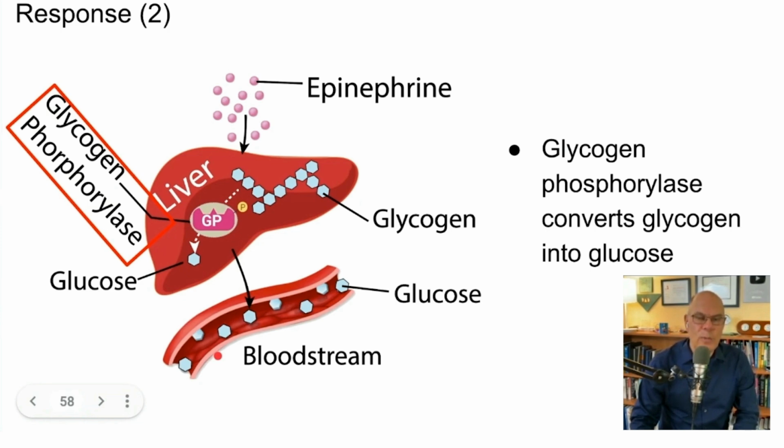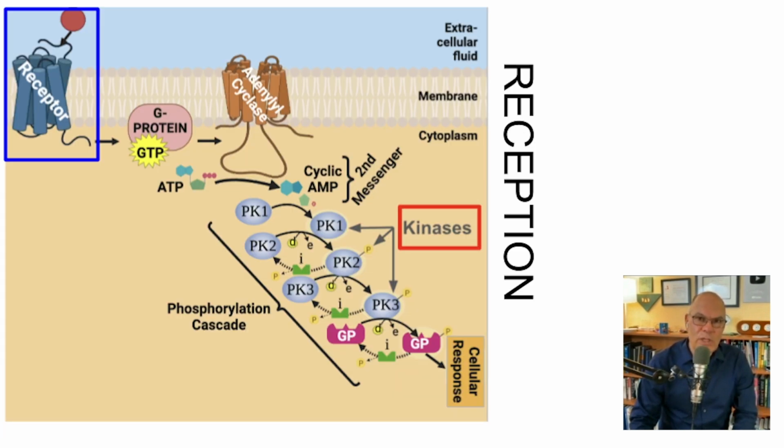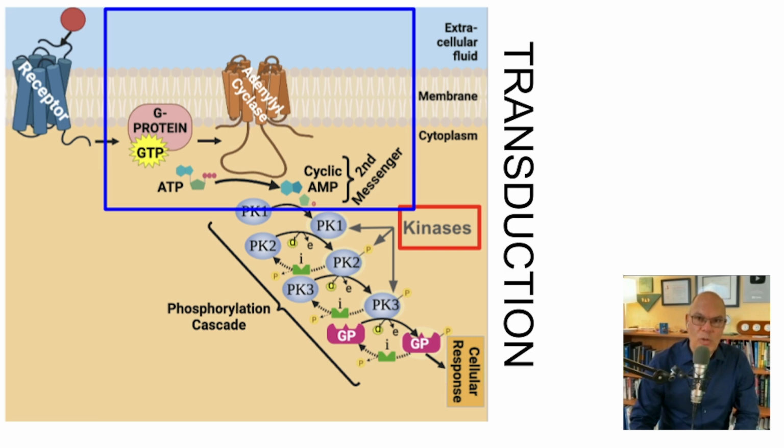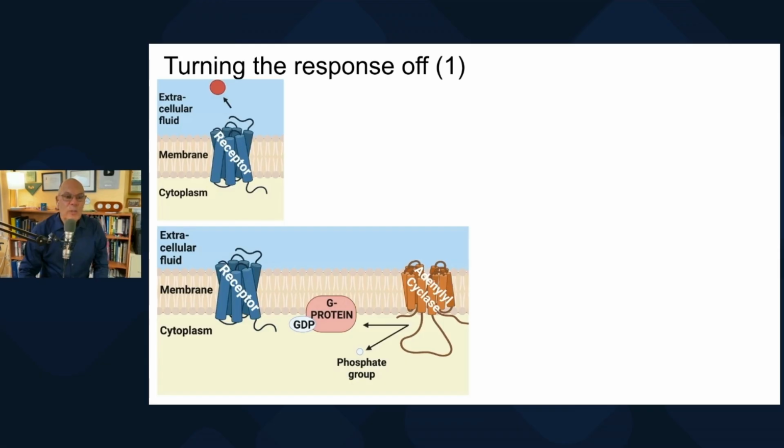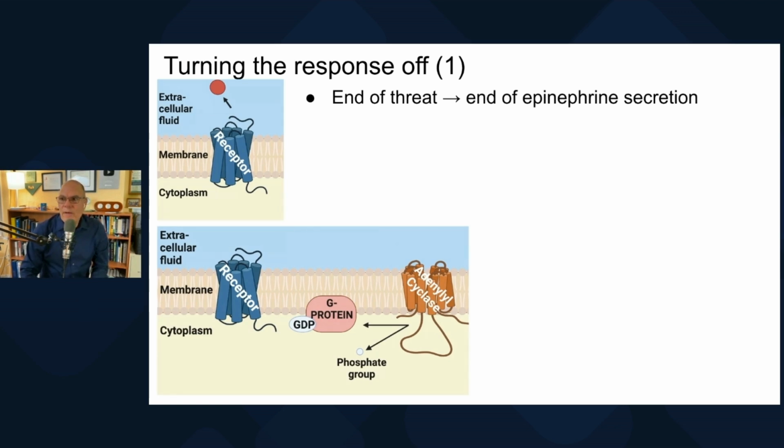So think about the ground that we've covered. We started with reception. We've gone through transduction, release of cyclic AMP. And then finally, we saw a phosphorylation cascade that led to a response. How do we turn this thing off? So the end of the thread leads to the end of epinephrine secretion. Why? Because the brain will stop sending a signal to the adrenals and say, no more need for epinephrine secretion.